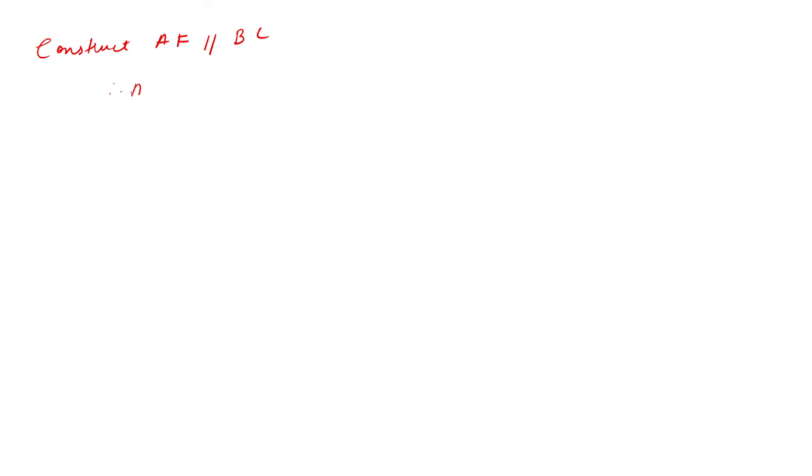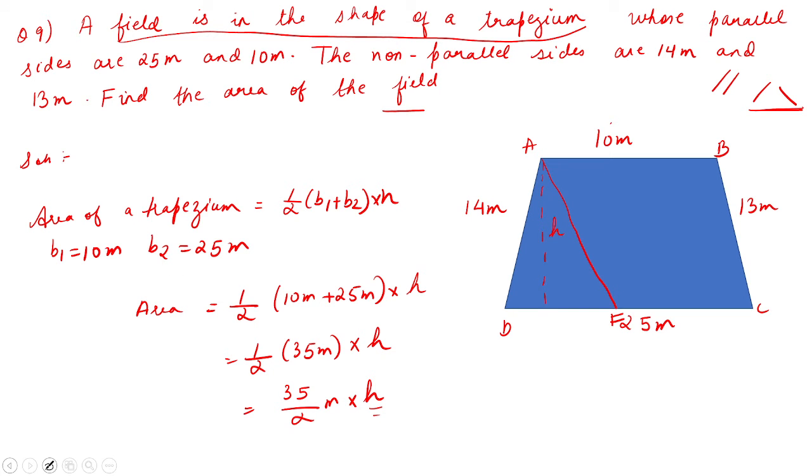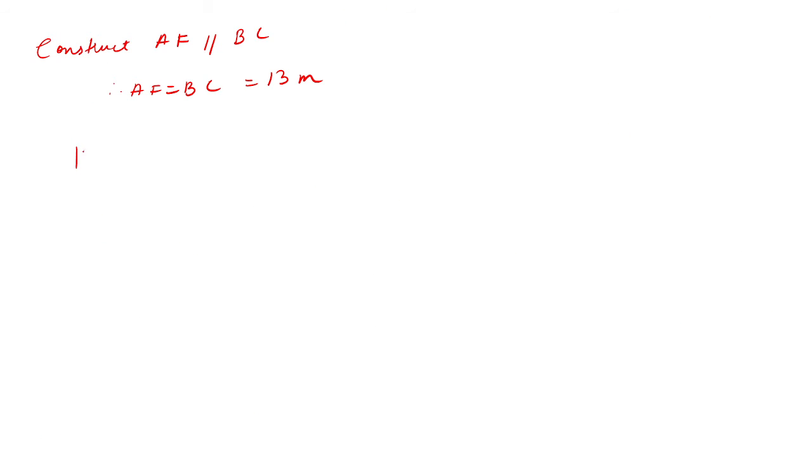Therefore AF must be equal to BC, and AF and BC must be equal to 13 meter. So now you look at this, you have this as 13 meter. Clear up to this much? Now what can you notice? Is AB not the same as FC? Here AB is also parallel to FC. Therefore AB equal to FC must be equal to 10 meter.